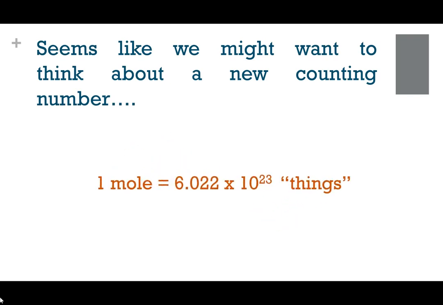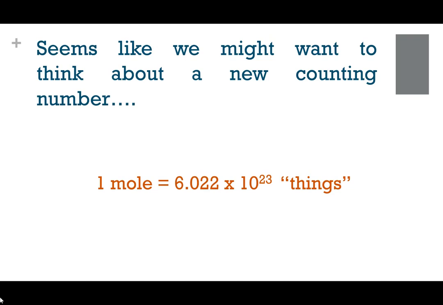The counting number that we use in chemistry is called the mole. 1 mole is 6.022 times 10 to the 23rd things. So I could have 1 mole of dogs. How many dogs do I have? Somebody always says too many. No such thing. But I have 6.022 times 10 to the 23rd dogs. If I have 1 mole of socks, how many socks do I have?